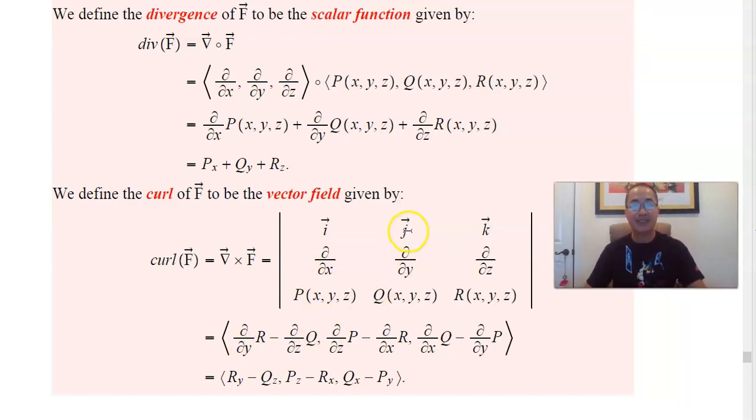Second component is tricky. Instead of going left to right, the correct way to do j is right to left first. So partial with respect to z of p minus partial with respect to x of r. That's right over there. For k, you go back to left to right first. So we have partial with respect to x of q minus partial with respect to y of p.